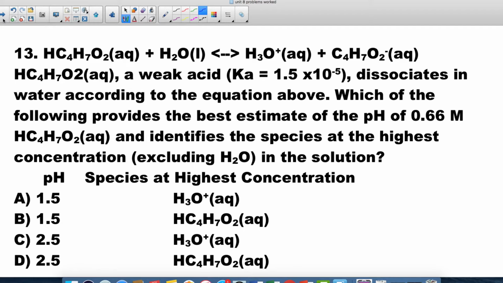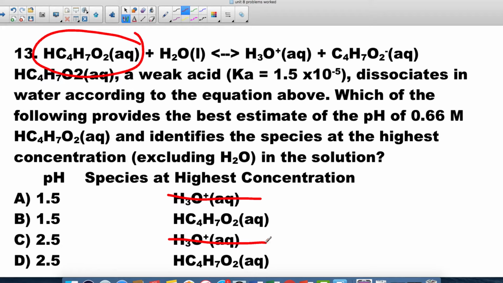So if Ka is 1 times 10 to the negative fifth, that is a weak acid. So which species is going to be at the highest concentration? This species will be at the highest concentration. Because the Ka value is so low, very little of that molecule will actually turn into ions. That means we can get rid of this answer, and then the student just has to worry about finding the pH value.